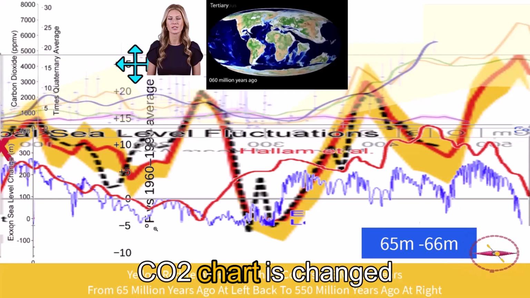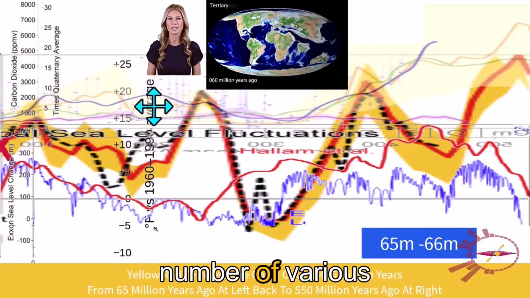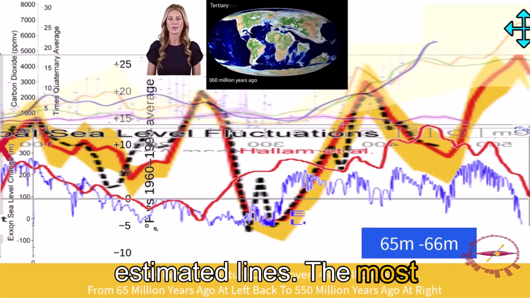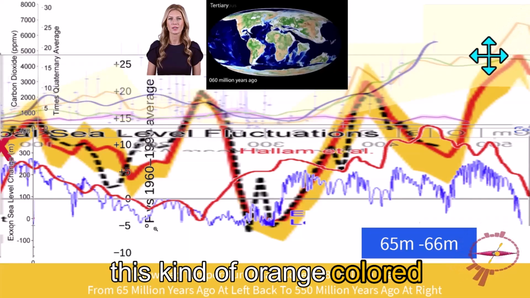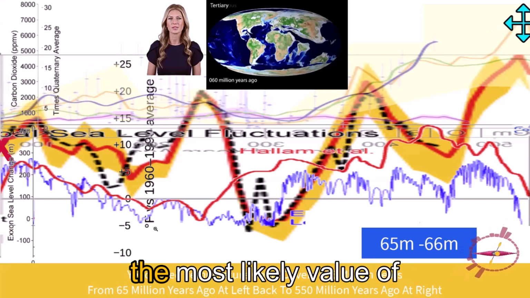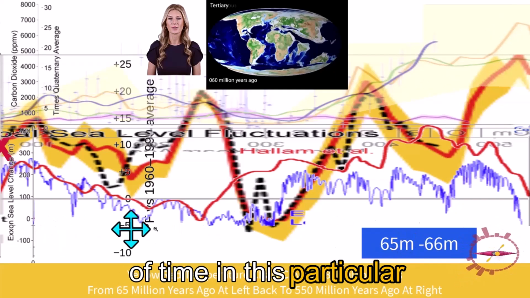The CO2 chart is changed dramatically. Instead of a single line, we have a number of various estimated lines. The most probable line that you should pay attention to is this kind of orange-colored one you see here. This is the most likely value of CO2 during various periods of time in this particular panel.